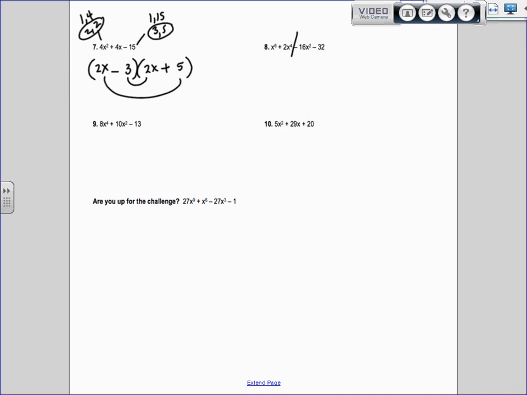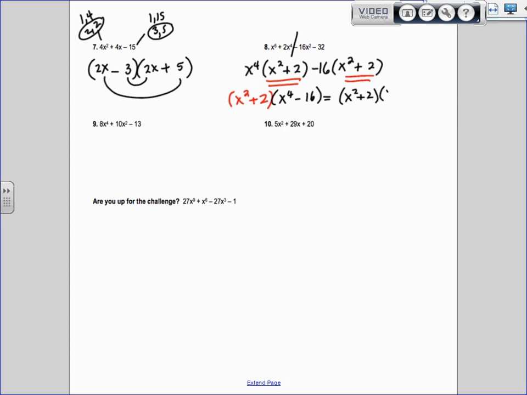The next one's a factor by grouping, so pull out the x to the 4th. You're going to have x squared plus 2. You know you want to have x squared plus 2 over on the right side. So do you see how you have to pull out a negative 16? So now we have a common factor of x squared plus 2, so we can pull it to the front, x squared plus 2. And then we have x to the 4th minus 16 left. But that's the difference of 2 squares. So that's going to be x squared minus 4 times x squared plus 4, right? It breaks apart into 2 squares. So it broke into these 2.